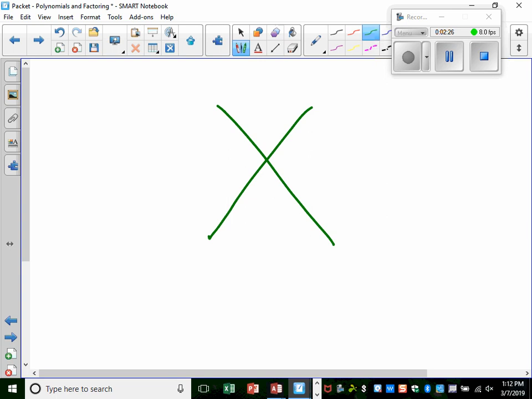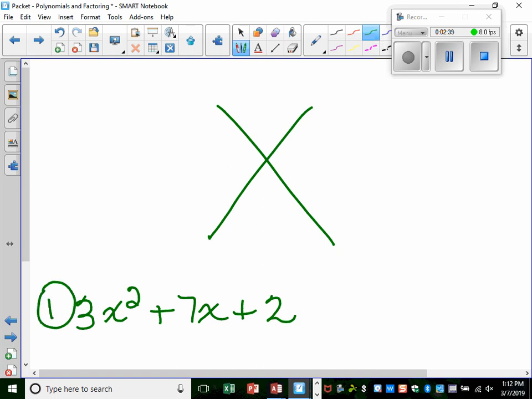So in question number 1, referring to page 13 of your packet, it was 3x squared. We're going to take this problem now and come up with the factors, the two binomials that would equal 3x squared plus 7x plus 2. So first, before you do that, you have to know where to place the numbers.